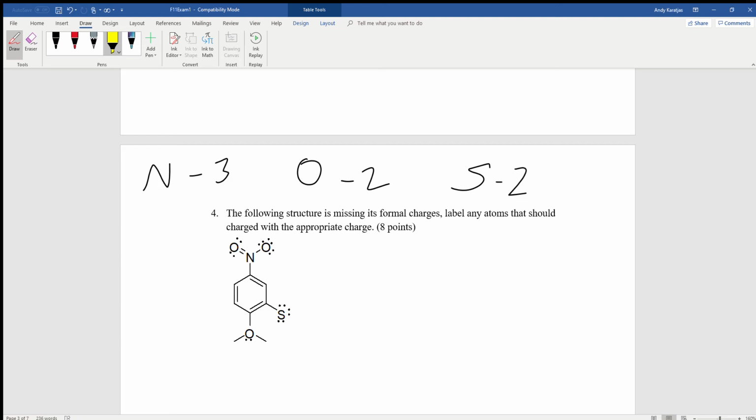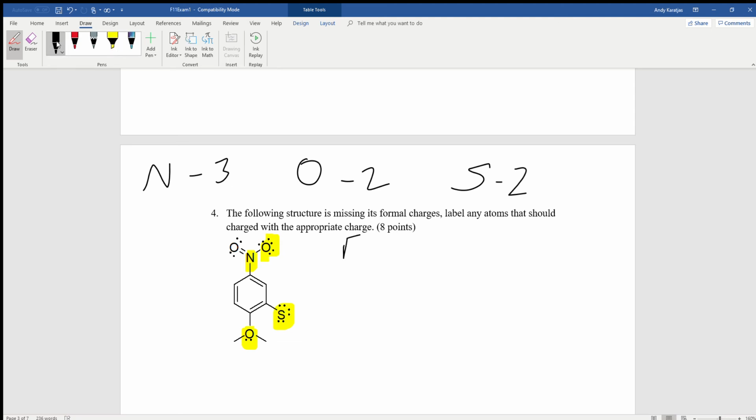But when we look at this structure, we notice we have a sulfur here that doesn't have enough bonds. We have an oxygen that has too many bonds. We have a nitrogen that has an extra bond. And we have an oxygen that's missing a bond.